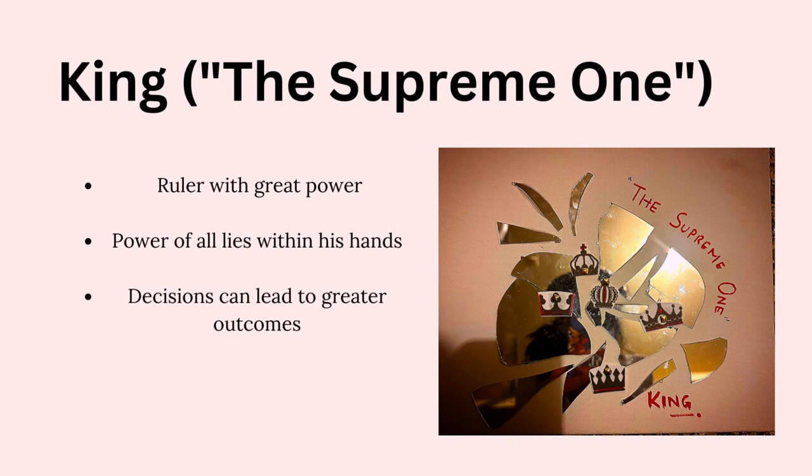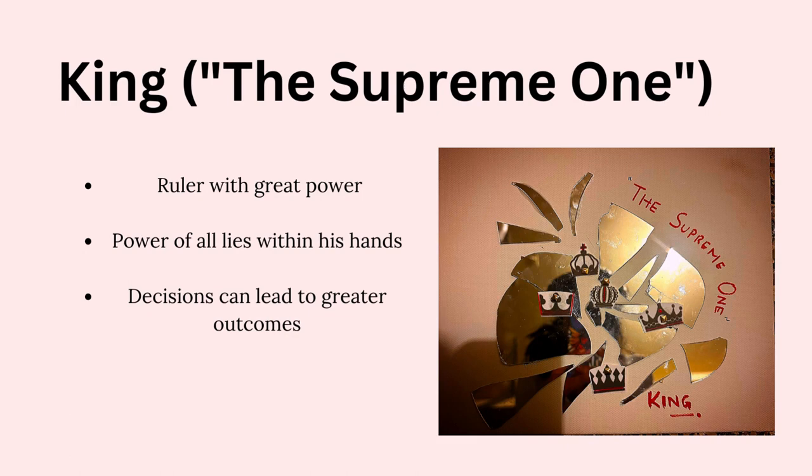Perspective 4. King, the supreme one. A king has a lot of great power, but with great power comes great responsibility. It can go either two ways. You can be an amazing ruler and think the greater good for your people, or the power can get to your head for greed and just more power and power.